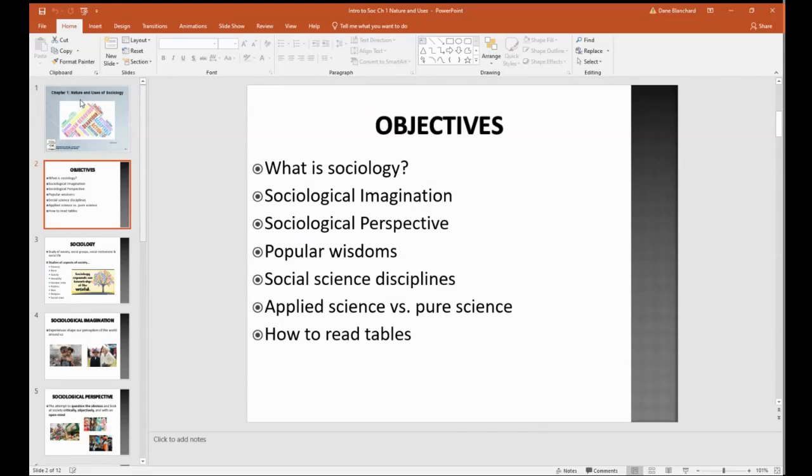We'll discuss what's known as popular wisdoms. We'll take a look at different types of social sciences. We will discuss the differences between applied science versus pure science, and also we'll take a look at the appropriate way of reading tables and charts.